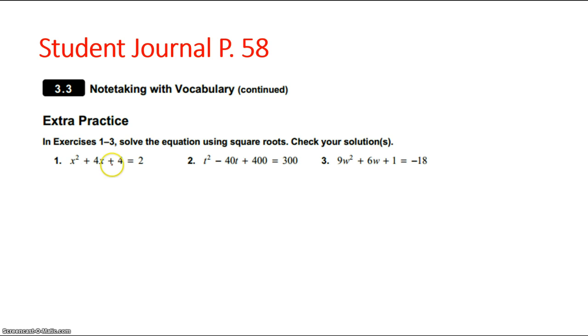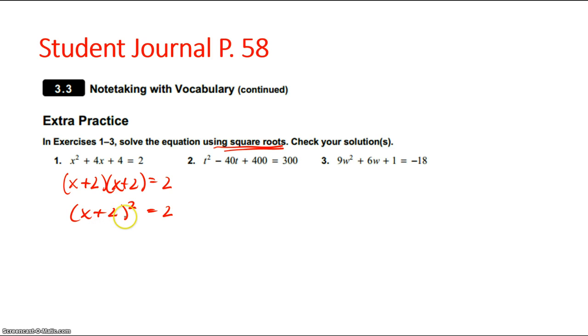If this perfect square trinomial is x squared plus 4x plus 4, what would that factor to? That would be (x plus 2) times (x plus 2) equals 2. And we know that equals (x plus 2) quantity squared. So that's what we're wanting to get to. In order to use square roots, we need a quantity squared or the x squared term by itself.